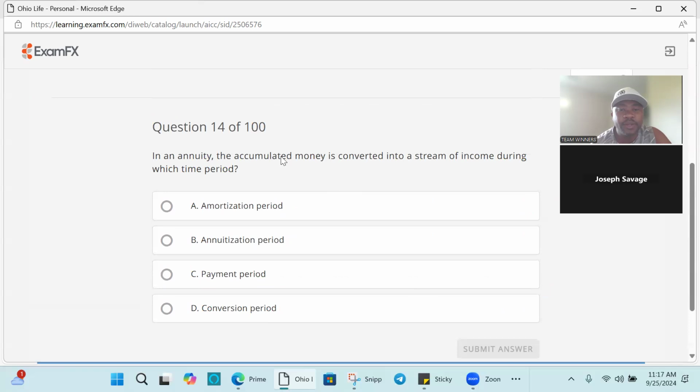In an annuity, the accumulated money is converted into a stream of income during which period? It's the annuitization period. Yep. On the right-hand side of the triangle.